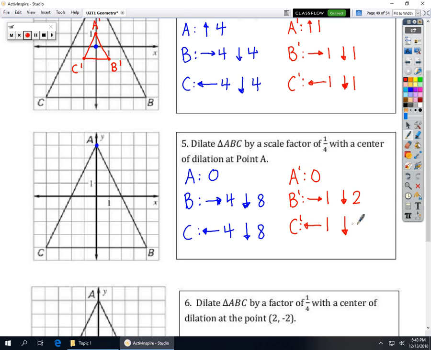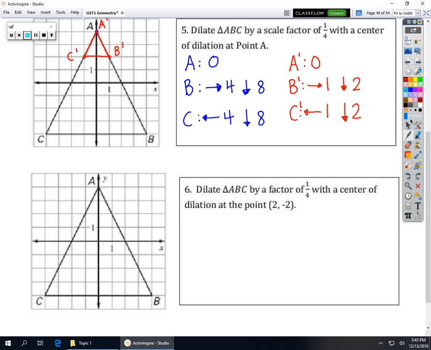All right, so let's do this. From this point, don't move. All right, that's A prime. B prime is right 1, down 2. C prime is left 1, down 2. And it looks like a triangle. There you go. So the point of dilation was on the shape, so therefore the shape is still inside. Okay, not bad.